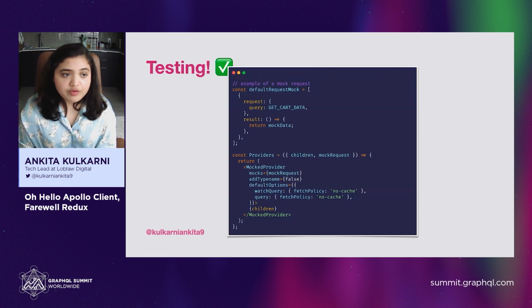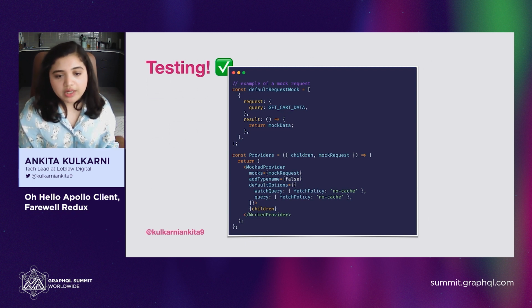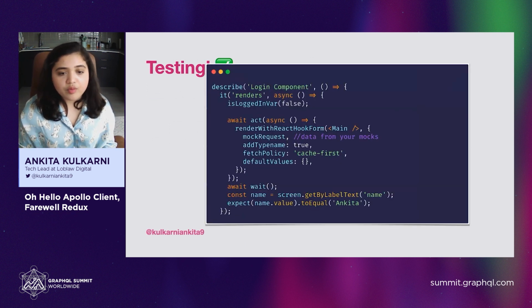Lastly, testing. We do need to make sure that we are able to test our data consistently. So this is an example of a mock provider wherein we pass in the default mock data as well, if you want it. The key thing here is that we need to make sure that the fetch policy is cache first so that we're able to test the mock request and data. And a component would look like this, wherein we have a fetch policy of cache first. Mock data is essentially data from mocks, and we are waiting and checking if the name is Ankita, for example.